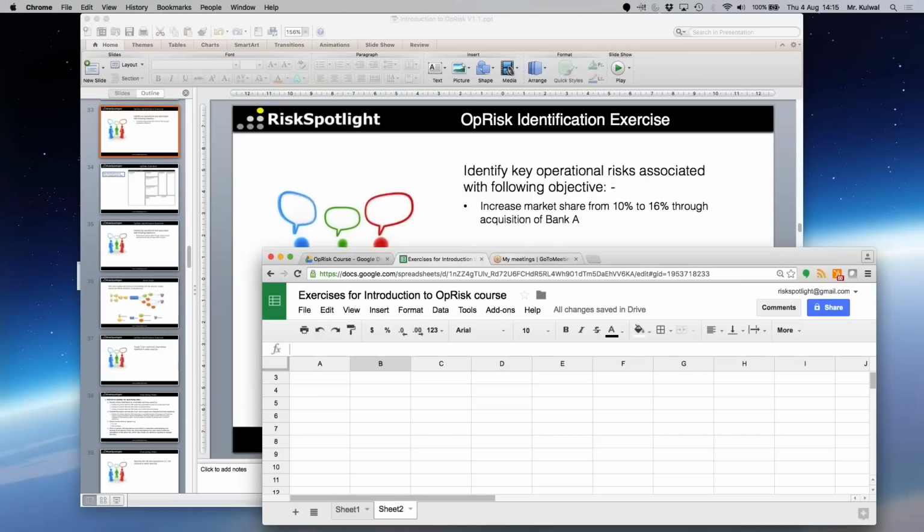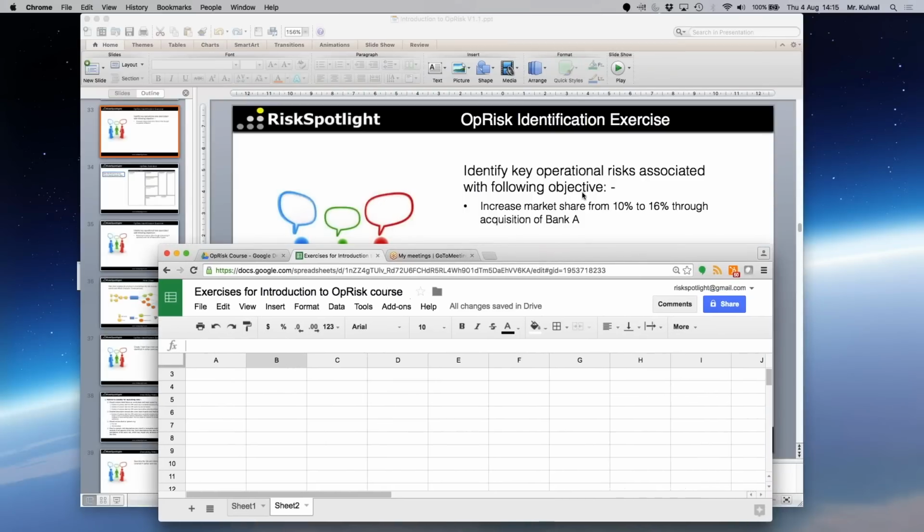Okay, so I will let you pitch in. I'll leave that text open on the top. So that's the objective, that we want to acquire a bank, and of course Bank A has some customers, so we want those customers to become our customers. And if we are able to do that, that will help us increase the market share from 10 to 16%. So that's the objective, which is important for our bank.